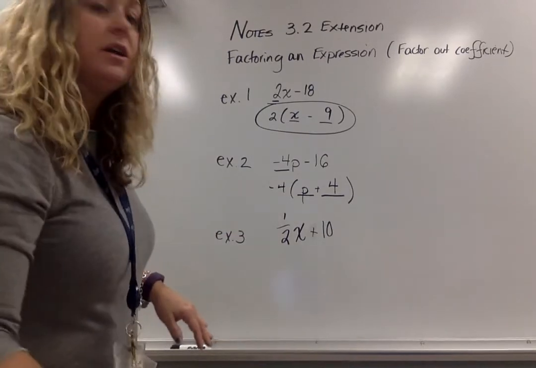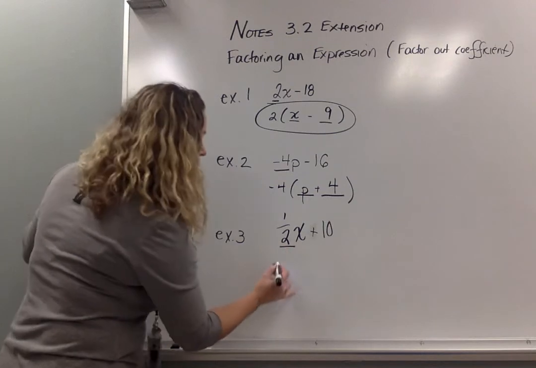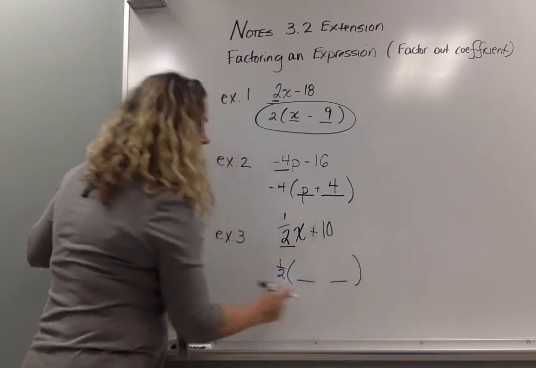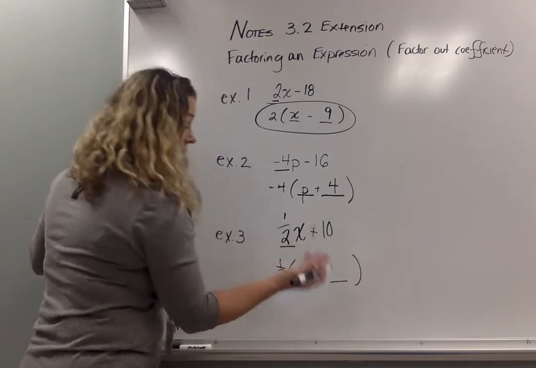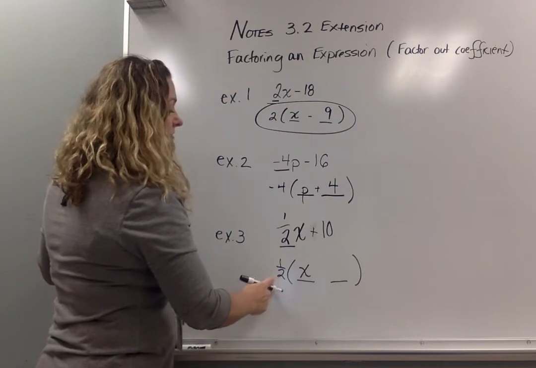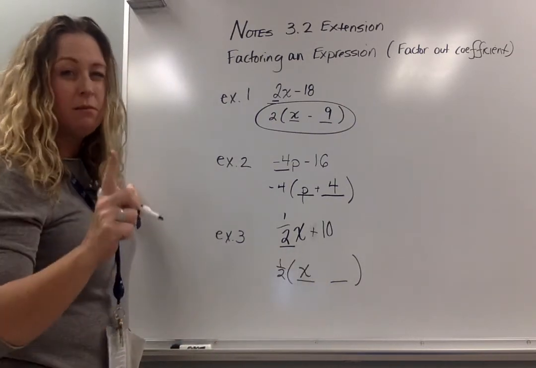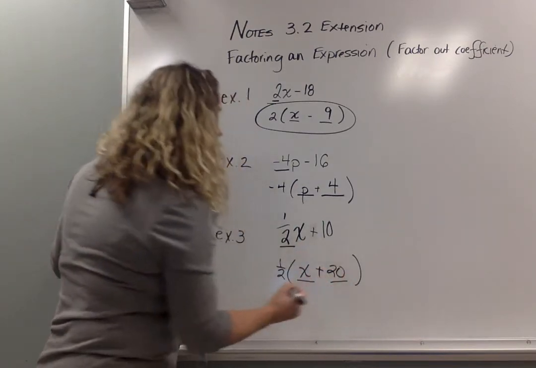The next part is factoring out the coefficient when it's a half. So 1/2. 1/2 times what is 1/2 x? X. 1/2 times what is 10? So half of something is 10. Some of you are going to say 5, but the actual answer is positive 20.